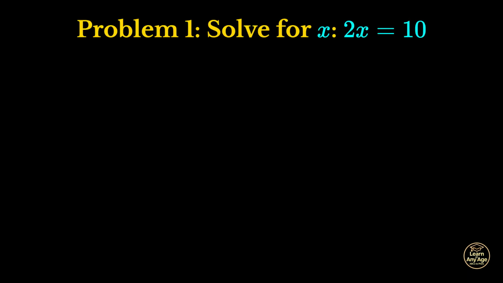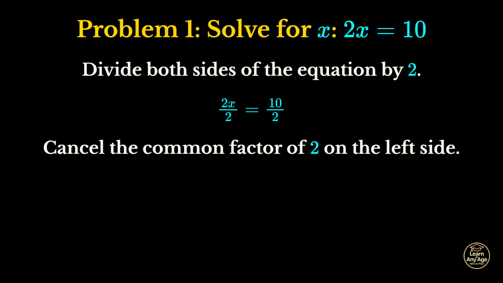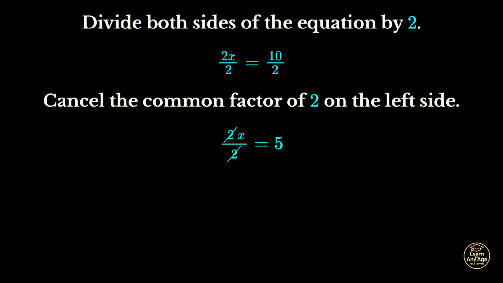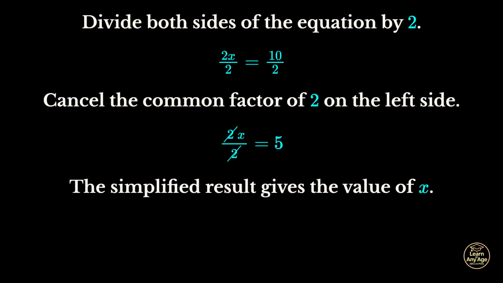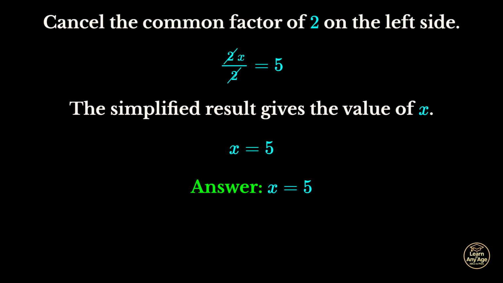Problem 1. Solve for x, 2x equals 10. Divide both sides of the equation by 2. 2x over 2 equals 10 over 2. Cancel the common factor of 2 on the left side. x equals 5. The simplified result gives the value of x. Answer: x equals 5.